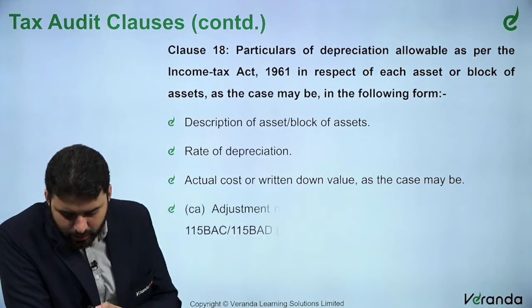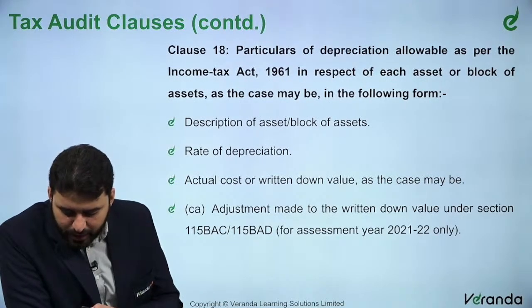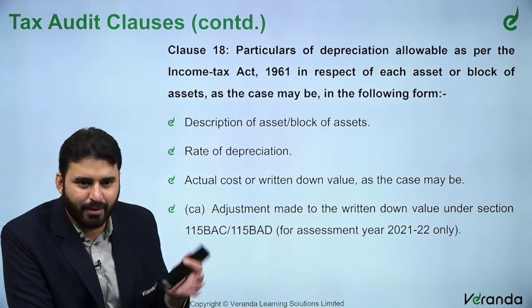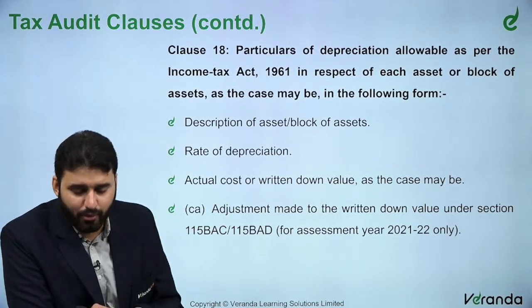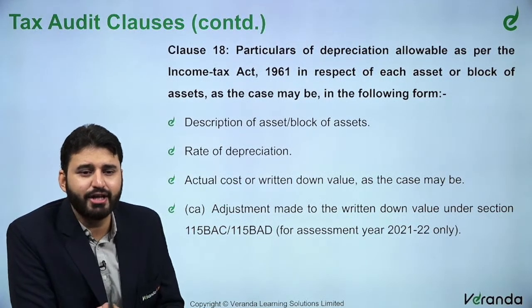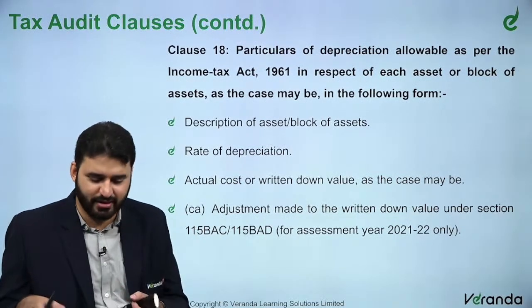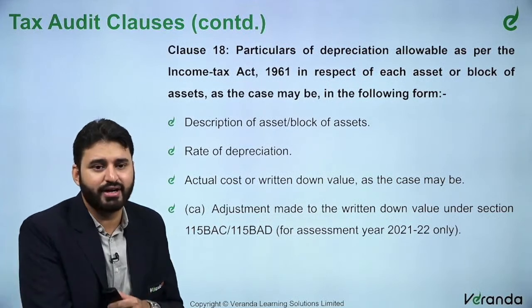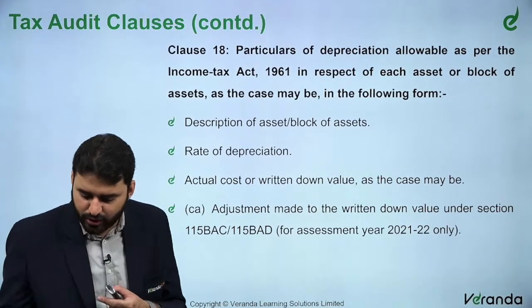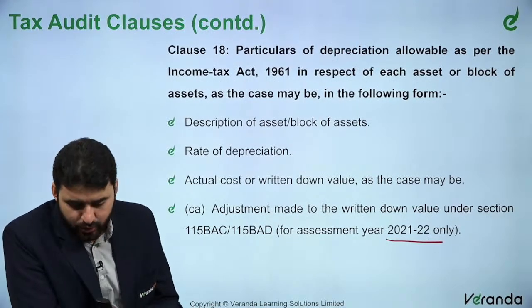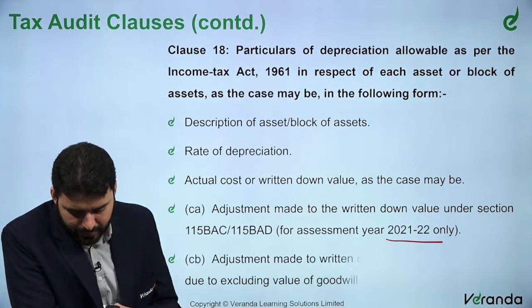Actual cost or written down value, adjustment made to the written down value under section 115BAC, BAD for assessment year 2021 only. That year is already passed, so we don't have to worry about it. Basically, you have to adjust everything if you are taking a special income regime. Again, it is only for 21-22, so it is not more relevant for you.